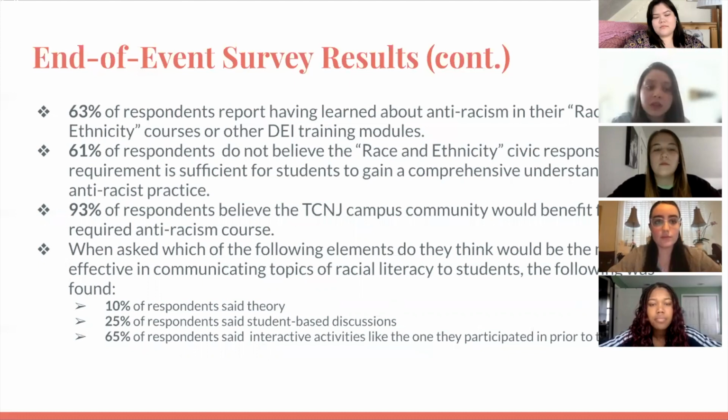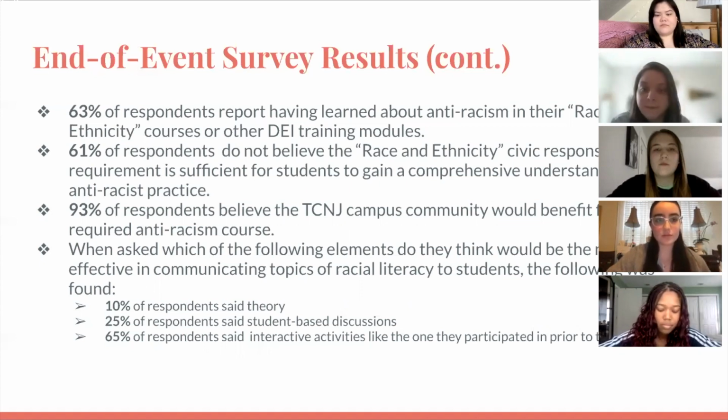And then as you see at the last couple bullets, 93% of the respondents believe that TCNJ's campus would benefit from a required anti-racism course. And when we asked what they thought was most effective in communicating topics of racial literacy for students, 10% of respondents said theory, 25% said student-based discussions, and 65% said interactive activities like the one they participated in prior to taking this survey.